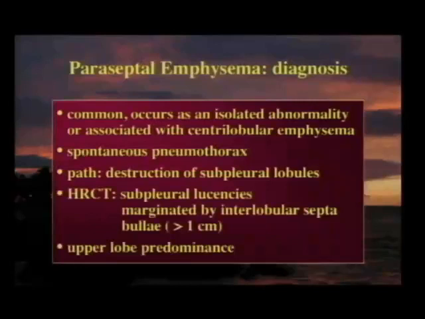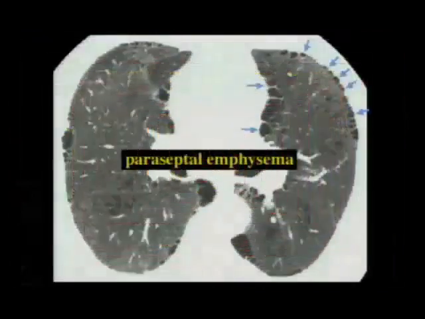Upper lobe predominance. And here, typical paraseptal emphysema with the areas of lung destruction being subpleural in location. When they're larger than a centimeter, they are bullae.